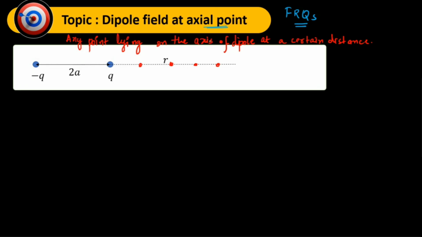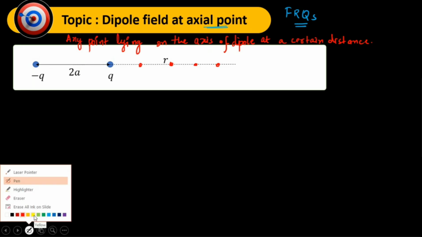So sometimes, this is how the question is asked from this particular topic: the examiner will ask you to derive the relation for the electric field due to a dipole at an axial point, and then later on it will give you a configuration for which you have to find the electric field mathematically using the relation which you have derived. So this is how you're supposed to answer this question. Let us try to understand it.